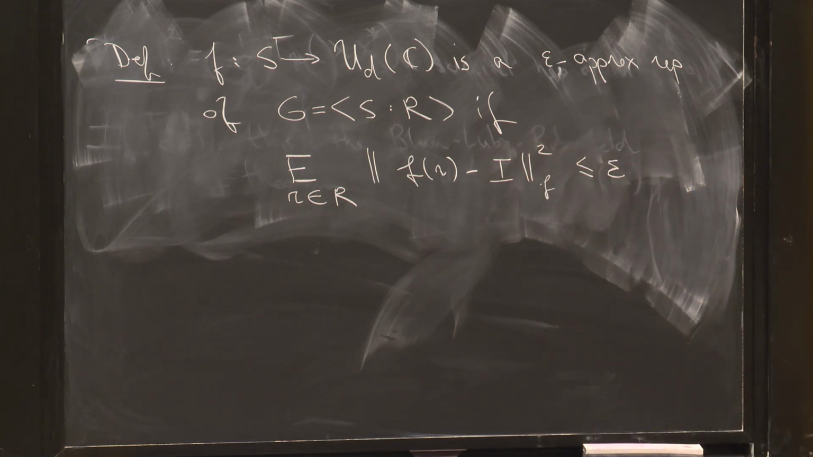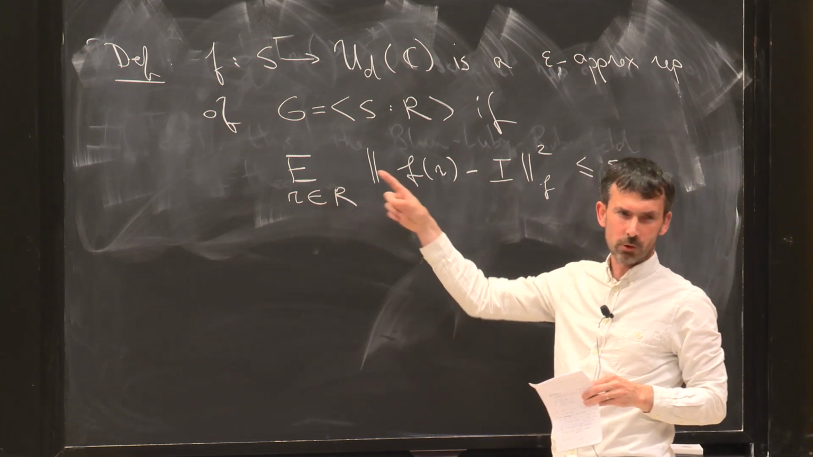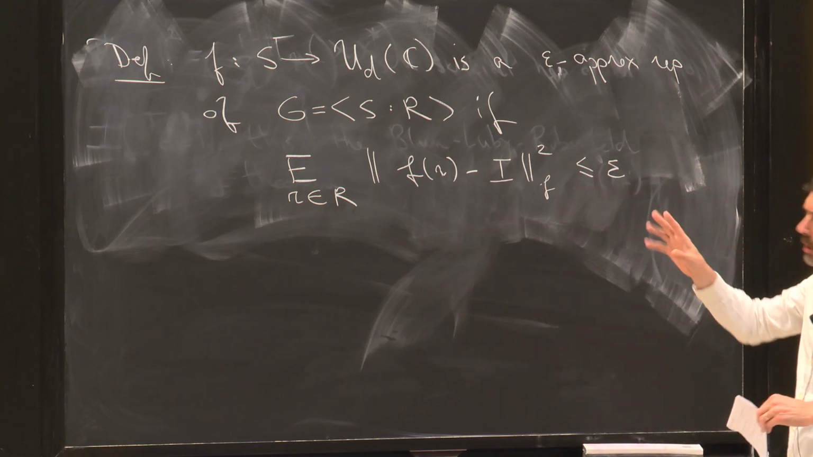There are a few things that are underspecified here. First of all, implicitly there's a distribution on relations, which I didn't say what it is.